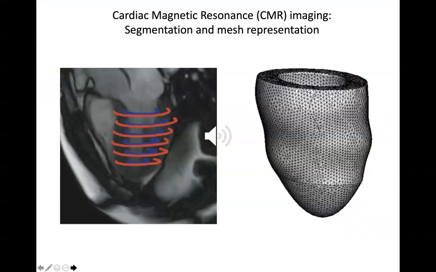The first task is to extract the left ventricle from the CMR scan. I won't have the time to go into detail here, but the basic idea is that we apply standard image segmentation techniques illustrated on the left-hand side, where the blue and red rings segment the inner and outer boundary of the vessel wall. The final outcome is a representation of the left ventricle with a mesh, shown on the right-hand side.